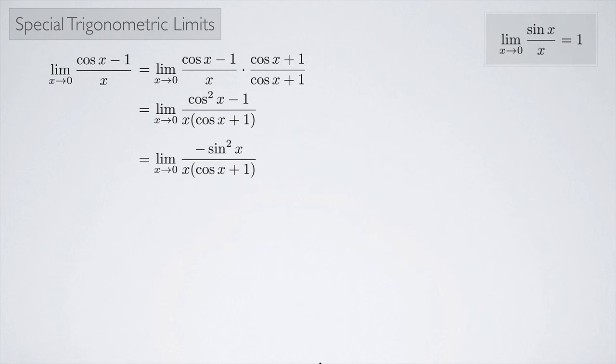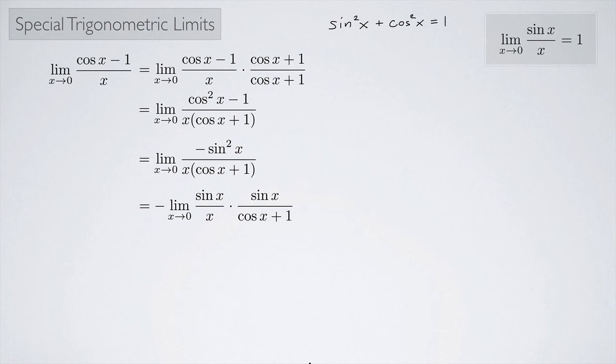And then I have negative sine squared x on top. Where's that coming from? Well, if you remember, we have the sine squared of x plus the cosine squared of x is equal to 1. That's the Pythagorean identity. So cosine squared x minus 1 is equal to negative sine squared x if you just rearrange this. And I'm going to break it up so that I have the negative pulled outside, and I'm going to break up the sine.